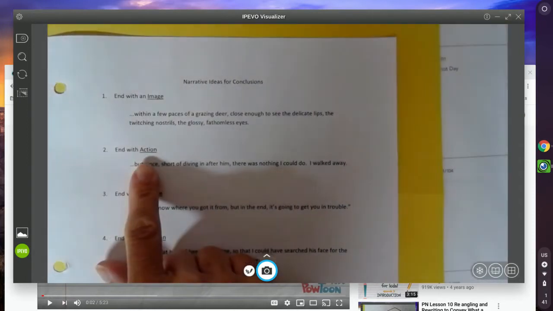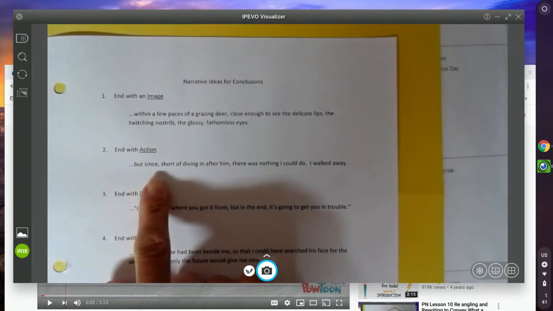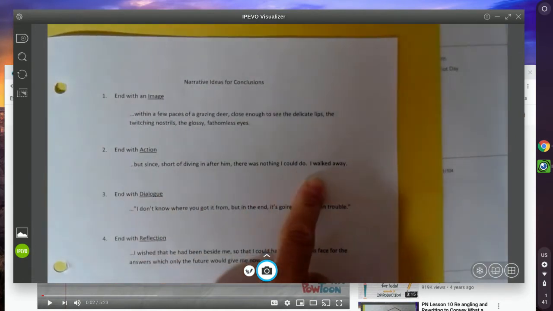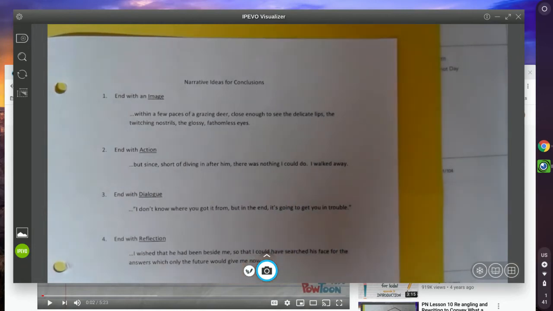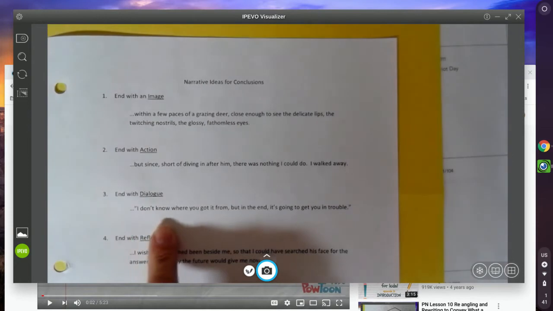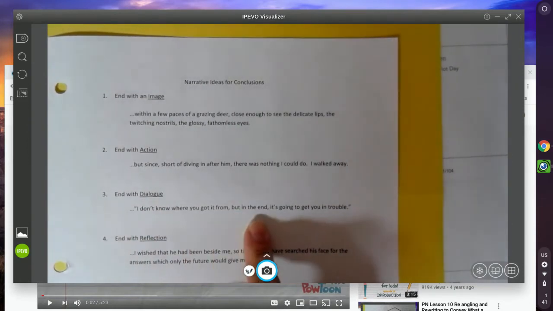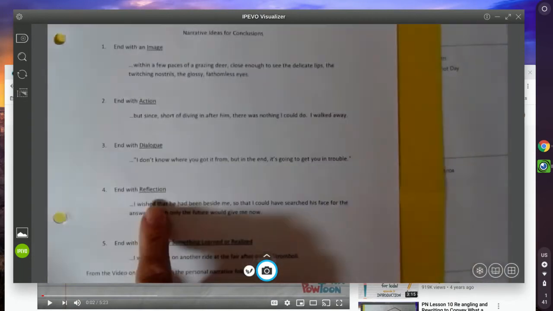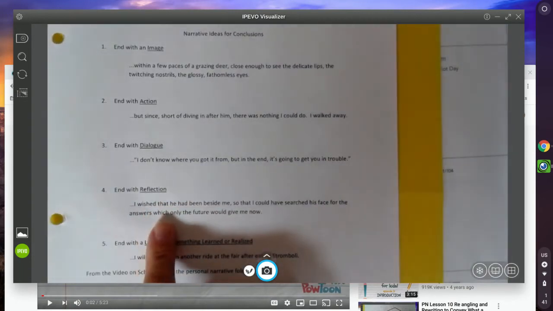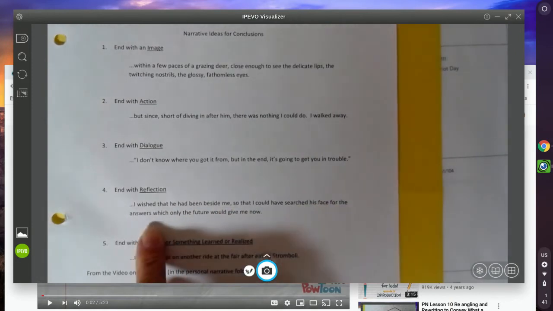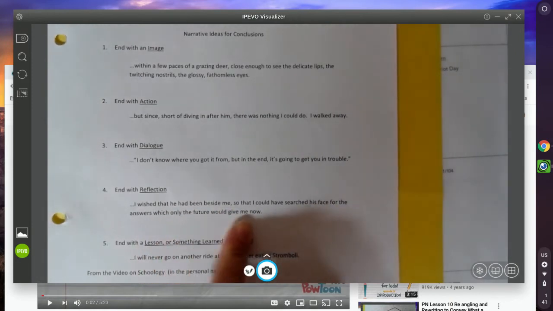Or end with some sort of action. "But since, short of diving in after him, there was nothing I could do, I walked away." Or maybe you want to end with dialogue. "I don't know where you got it from, but in the end, it's going to get you in trouble." You could also end with some sort of reflection. "I wished that he had been beside me so that I could have searched his face for the answers which only the future would give me now."